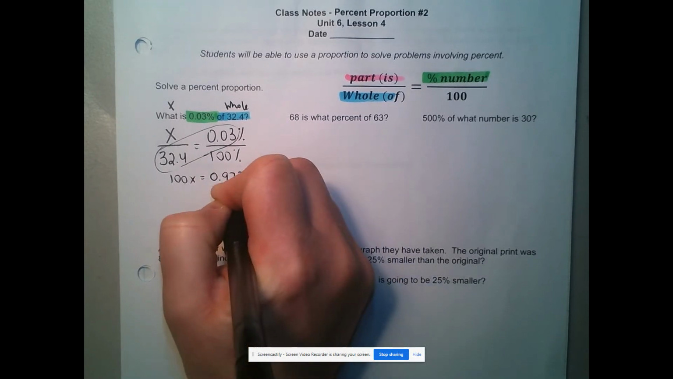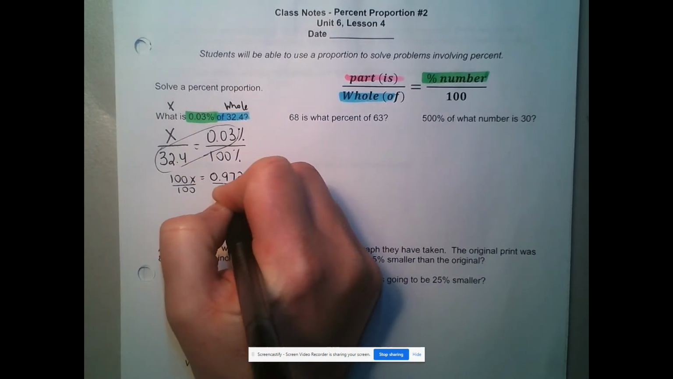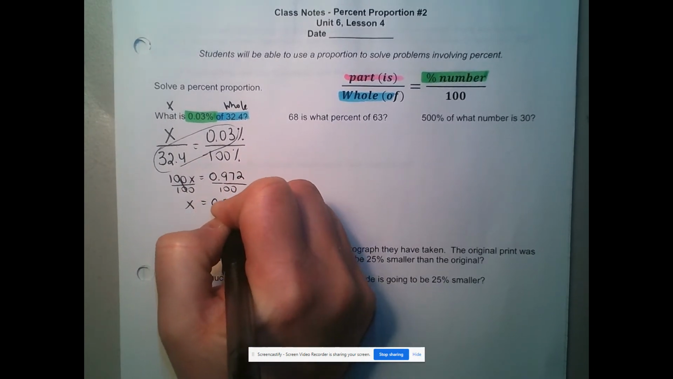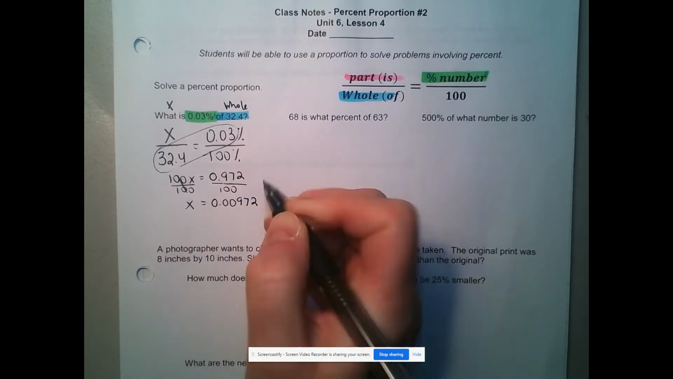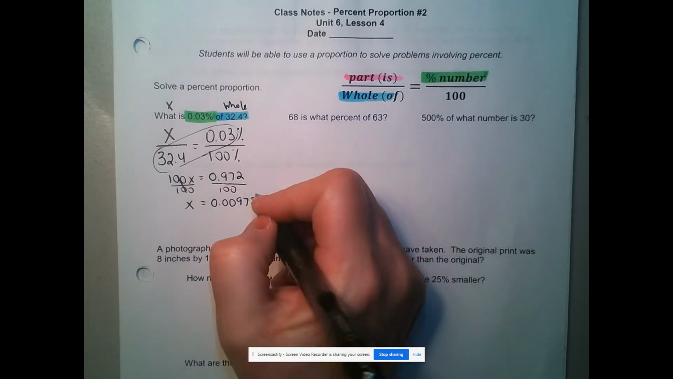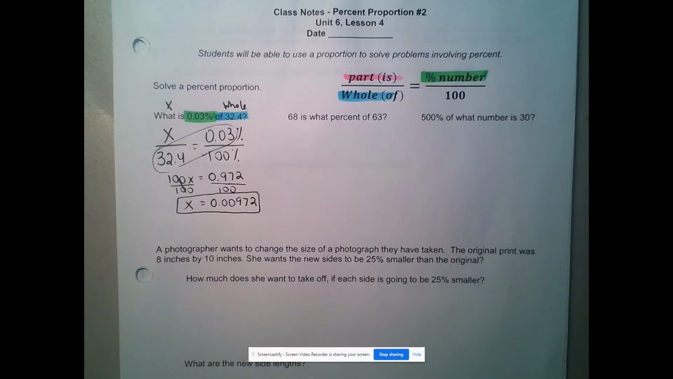0.972. Divide both sides by 100, it's going to get even smaller, moving your decimal point by one place, 0.00972. Now notice, not a percent. We already had the percent. We were looking for something that was not a percent. So our answer, like we knew it would be, is very, very small. We wanted a very, very small percentage of 32.4. So don't get weirded out if you have decimals in the percent, if you have decimals in the answer. Decimals happen all the time. Very small numbers happen.